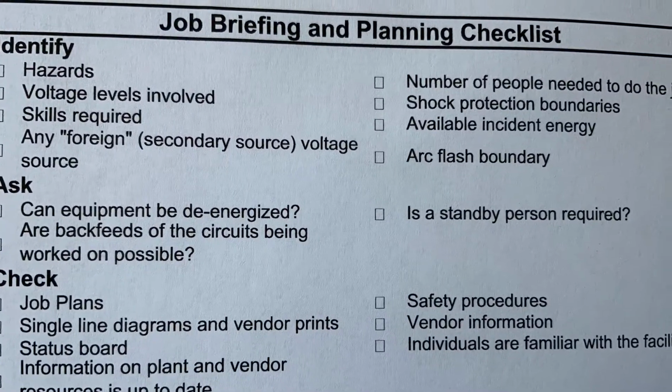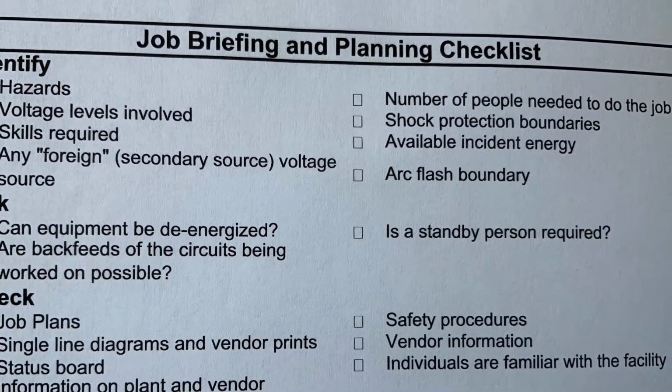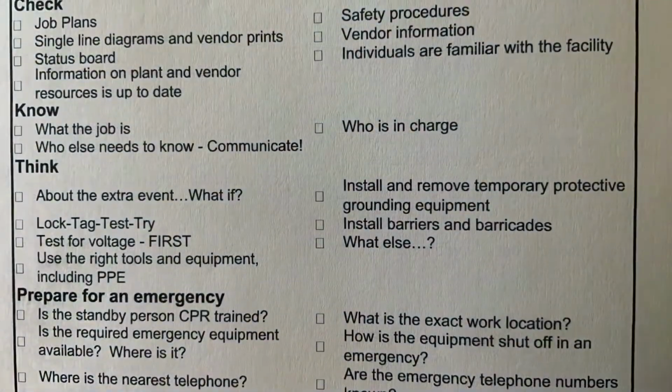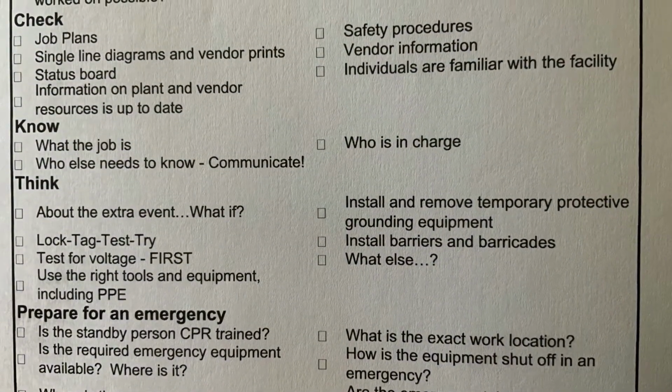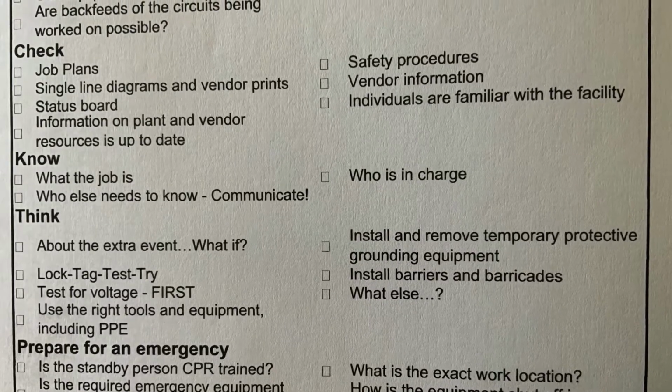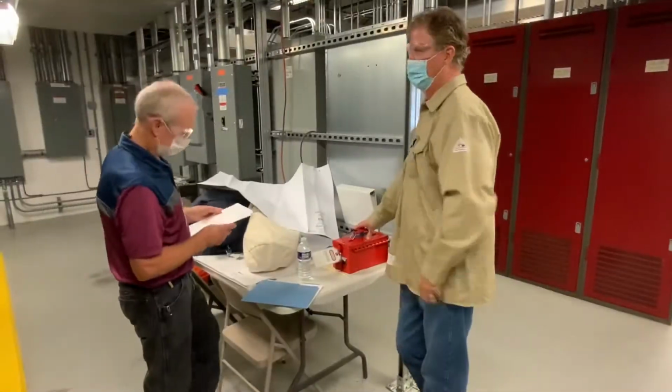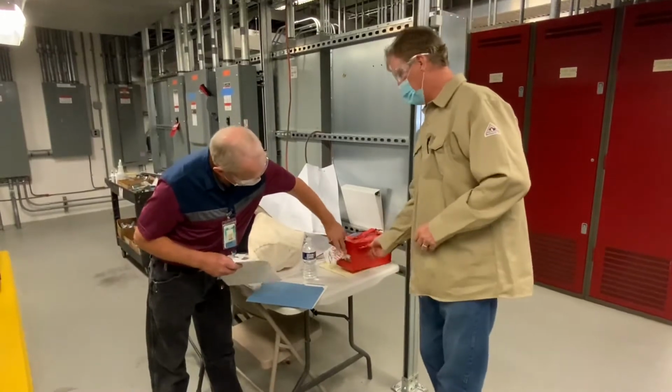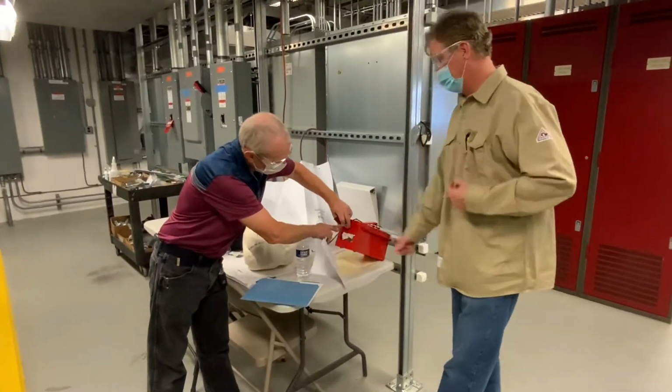The job briefing shall cover the job safety plan and the information on the electrical safety checklist or the energized work permit. Additional job safety plans and job briefings shall be held if changes occur during the course of the work that may affect the safety of employees.